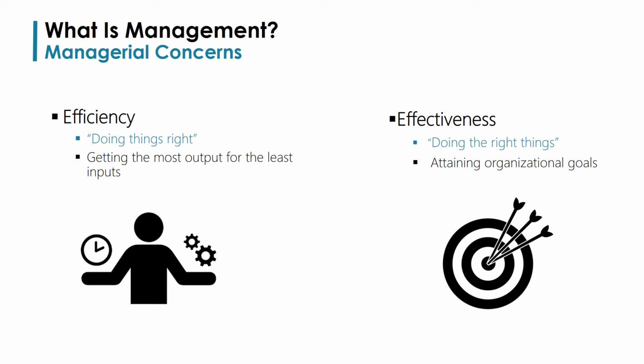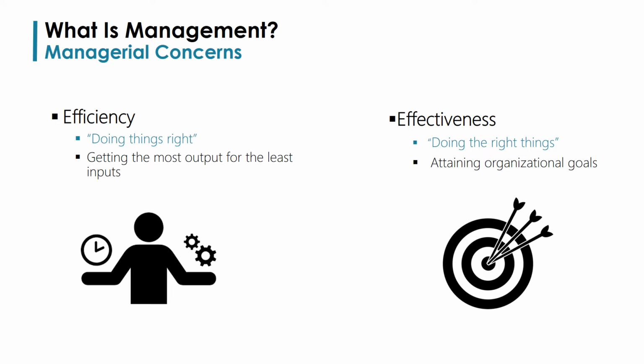The key words in defining management are getting things done, or getting objectives delivered, efficiently and effectively. So these are the two basic concerns that we need to highlight. Efficiency and effectiveness. What are the differences between them? Efficiency is more about doing things right. So it's getting the most output with the least input. Versus effectiveness, which is doing the right things, so it's attaining the organizational objective.